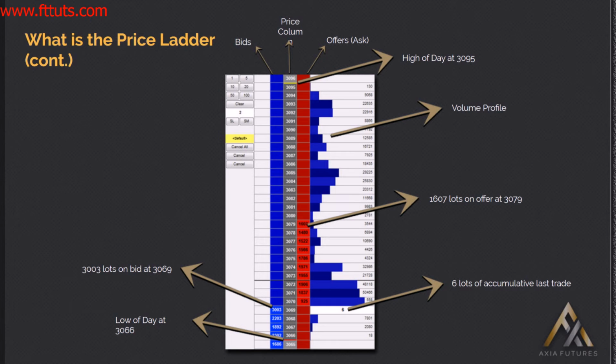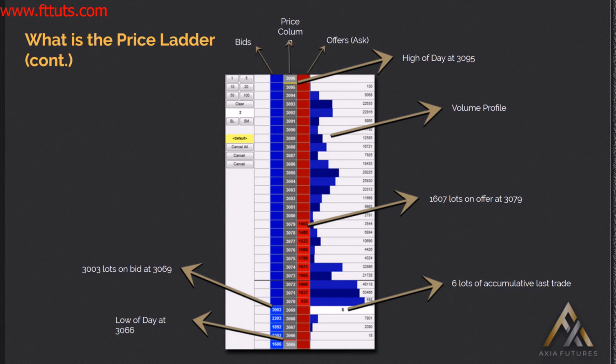Then next we have the volume profile, as indicated by the blue histograms that are lying on their side. It just shows you how much volume has been traded relative to the entire day. You have not only the blue histogram, but you also have the number that's being traded at that price.